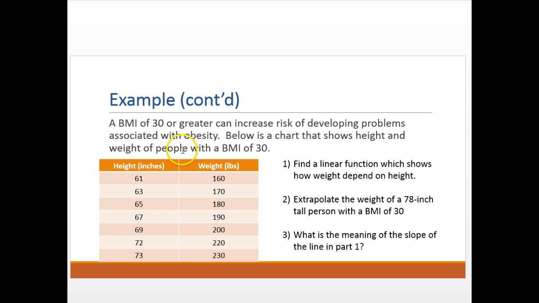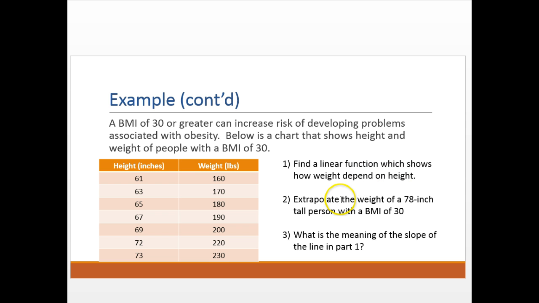Here's a chart that shows height and weight of people with a BMI of 30. Notice as the height goes up, the weight goes up as well, and if we were to actually perform the calculations for BMI, we would find out that each of these BMIs is approximately 30. What we want to do is three things. We want to find a linear function which shows how weight depends on height.